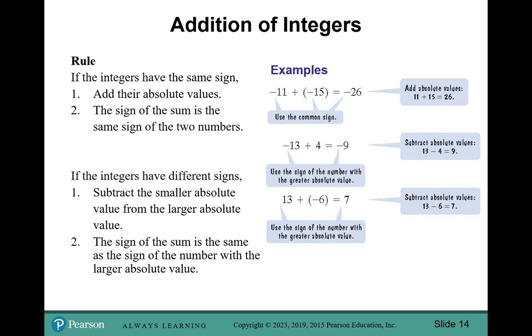Don't overcomplicate this. If you are good at addition and subtraction, don't overcomplicate it. It is just a way of defining the actual practice that we do in addition and subtraction. If we look at another example here, 13 plus negative 6, we are essentially subtracting 6 from 13 and keeping the sign of the bigger number here. The bigger number here is the 13, and we will keep that sign, which is positive, which is why we get a positive 7.